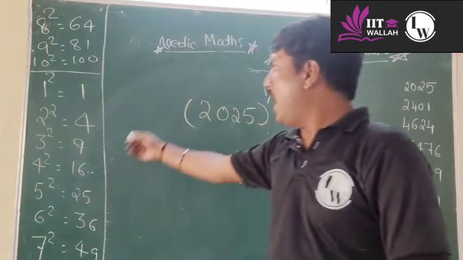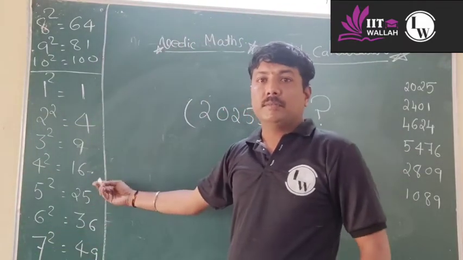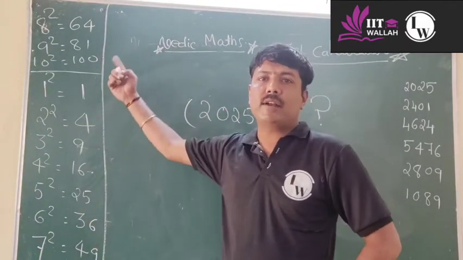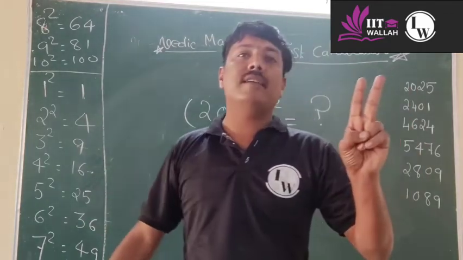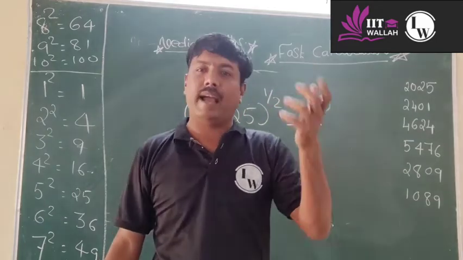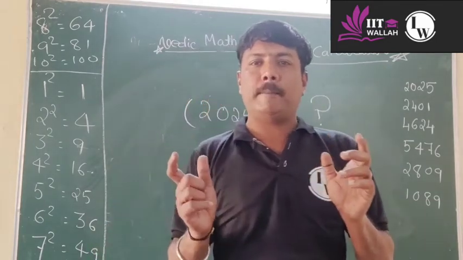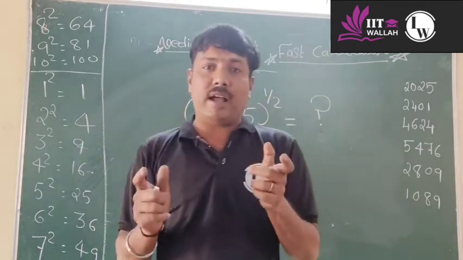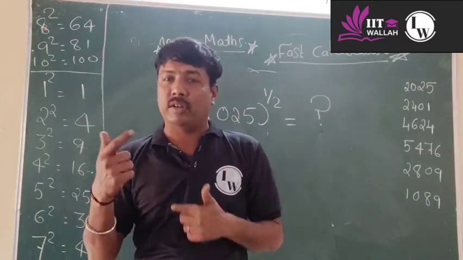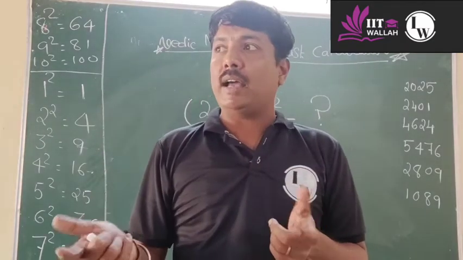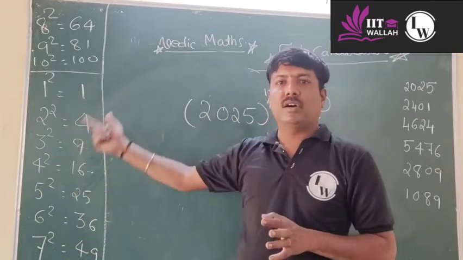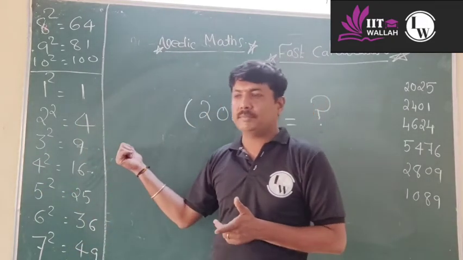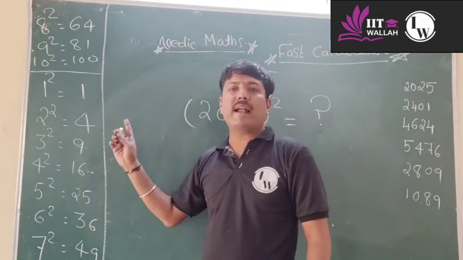See, I have written here the squares of the numbers from 1 to 10. 1 square is 1, 2 square is 4, 3 square is 9, 4 square is 16, 5 square is 25, 6 square is 36, 7 square is 49, 8 square is 64, 9 square is 81, and 10 square is 100. If you observe this table clearly, you can understand one thing.